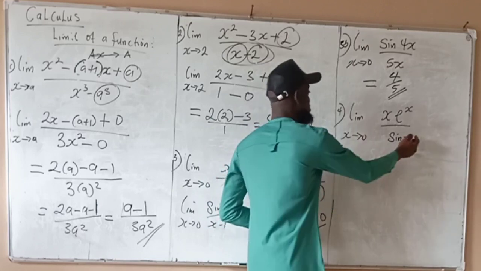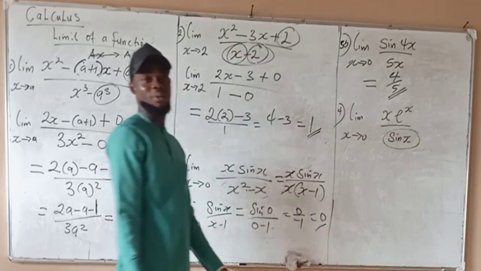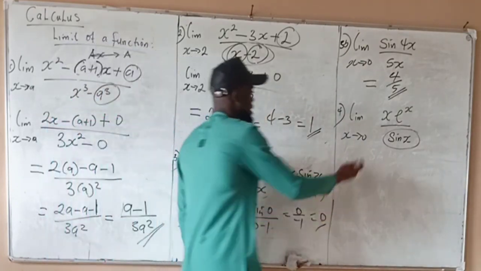So look at this. Anyway, say x equals 0. Put 0 here. Put 0 in this here. Sin 0 is 0. 0 over 0 will not work. So that will not work. The next thing, can we factorize anything?